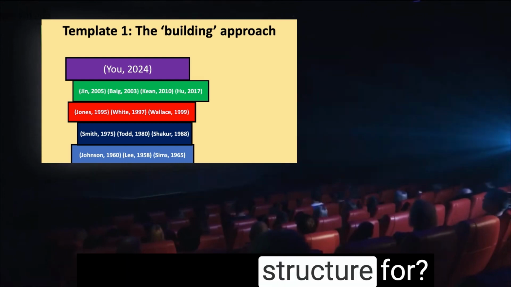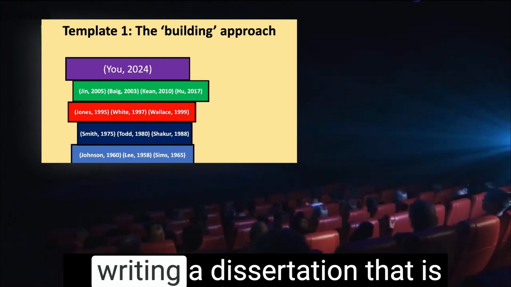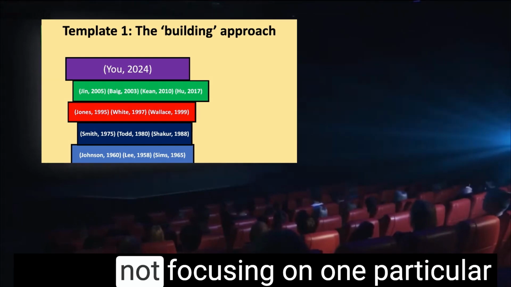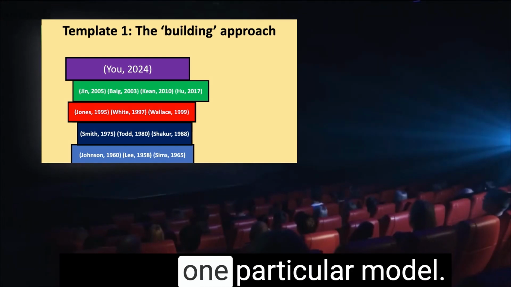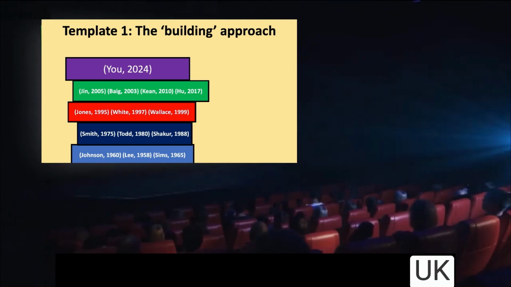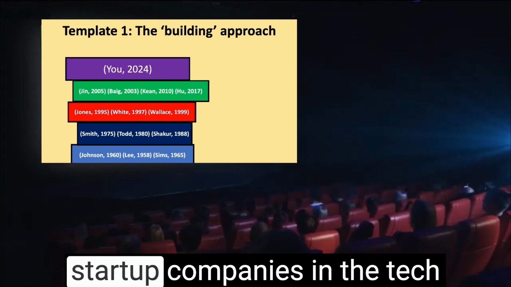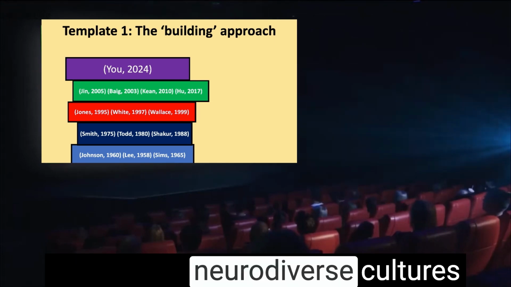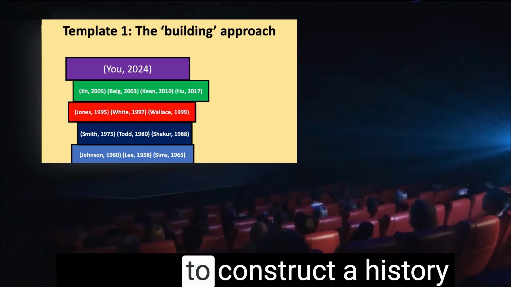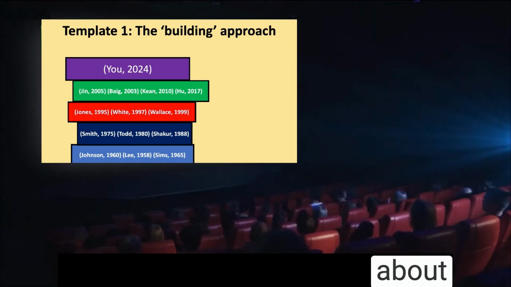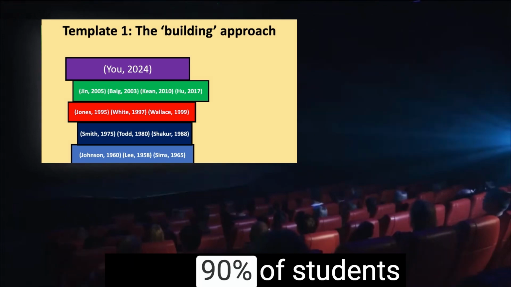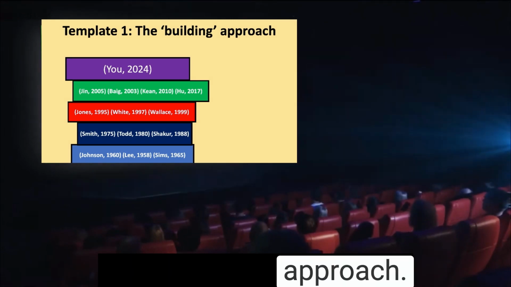So who is this structure for? This structure is for everyone who is writing a dissertation that is mainly focused on a specific topic. You are not focusing on one particular theory or one particular model. You just want to explore a specific topic area, like women in the UK advertising industry, or African startup companies in the tech industry, or neurodiverse coaches that work in the corporate sector. So you will use the building approach to construct a history of what has been written about your dissertation's topic area. This is the most popular template. Maybe 90% of students will adopt this approach.